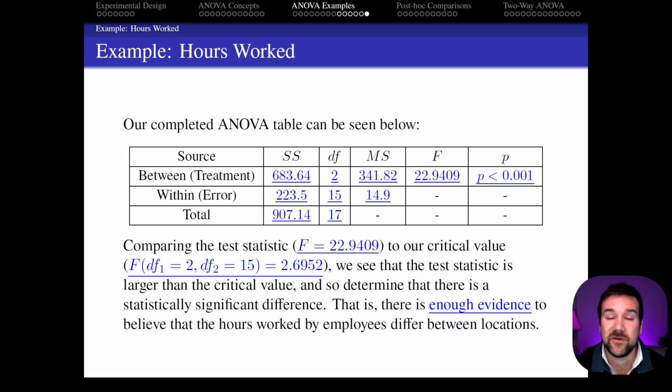In any case, in this video, we've discussed a couple of examples of how to run an analysis of variance. We worked through a couple of problems. I did one, you did one. Hopefully we got the same answers, maybe.